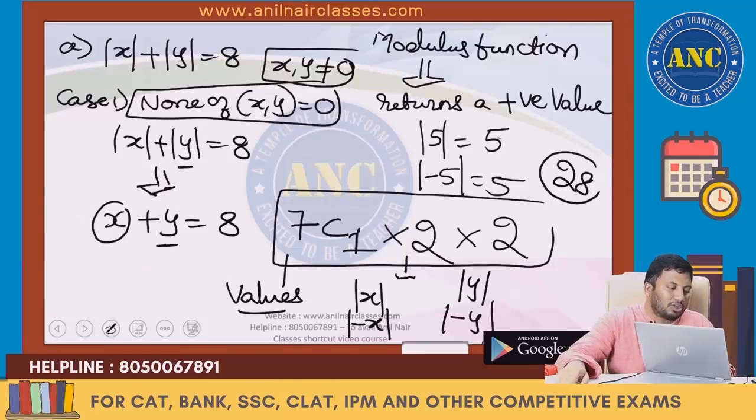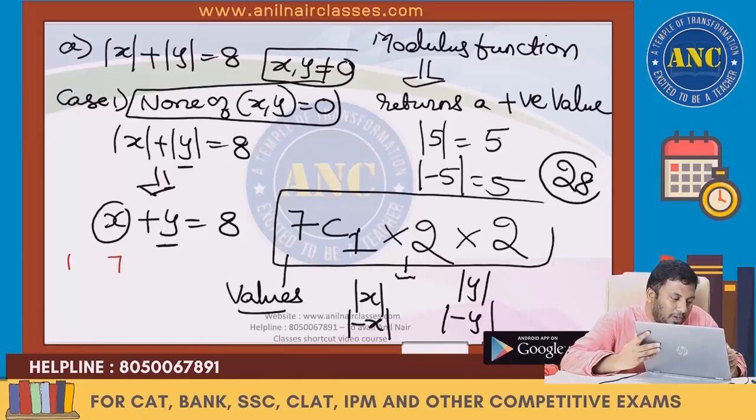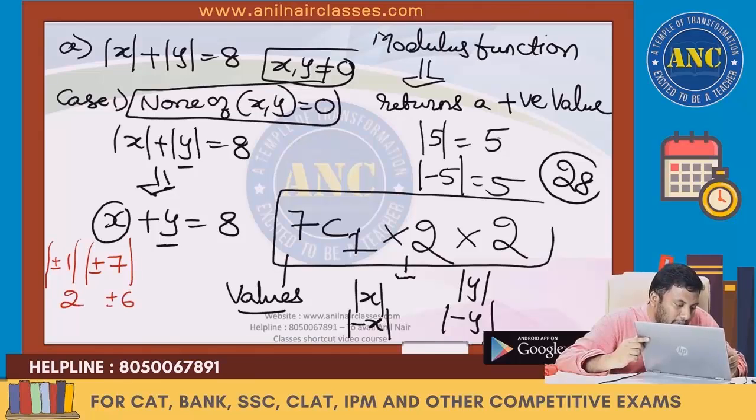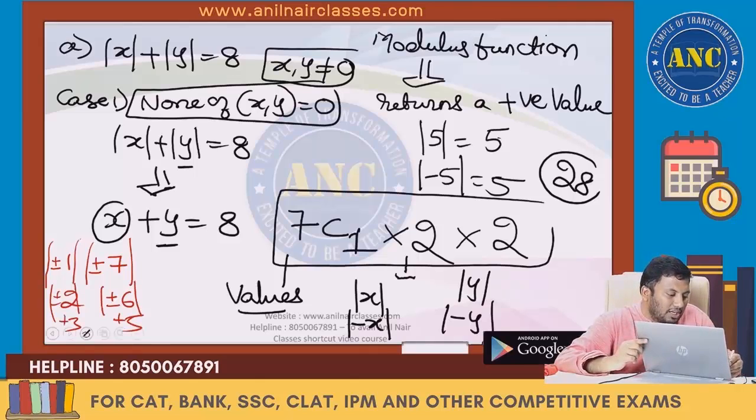In case you want to know what those values are: 1 plus 7 is 8. Plus or minus 1, plus or minus 7, put modulus, 4 cases I will get. 1 plus 7 is 8, 1 plus mod of minus 7 is 8. 2 and 6, 8, plus or minus. Similarly, 3 and 5, plus or minus. 4 and 4, plus or minus, and so on up to that.